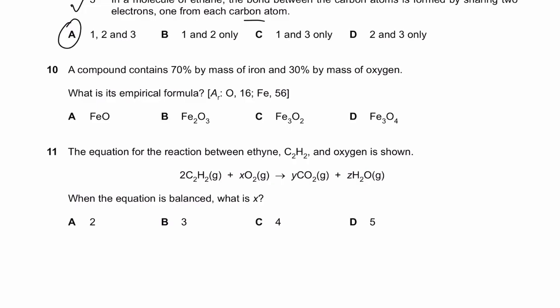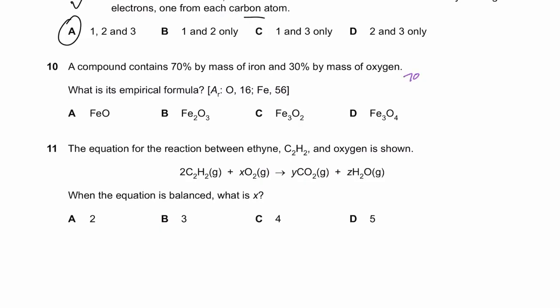Question 10 says a compound contains 70% by mass of iron and 30% by mass of oxygen. What is the empirical formula? For empirical formula, let's write 70% of iron and you have 30% of oxygen. So now what we do is we divide it by their Ars, or you could call them their molar masses, but who cares? We divide it by their Ars, which is 56 for iron and 16 for oxygen. What we end up with, 70 over 56, let me use my calculator, you get 1.25 for iron, and that's oxygen: 30 divided by 16 gives me 1.875.